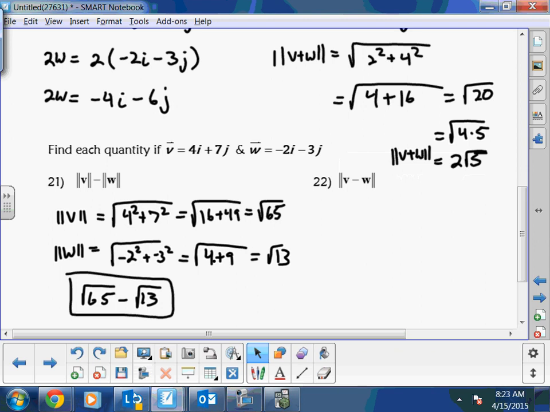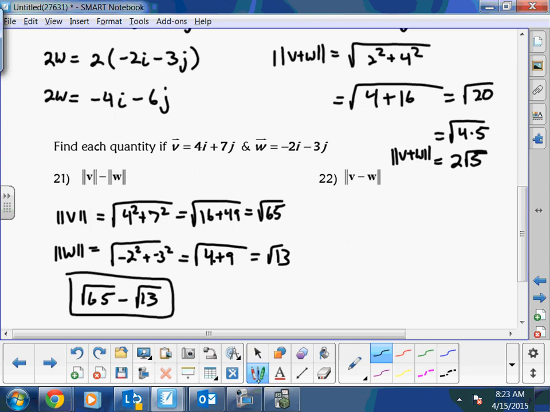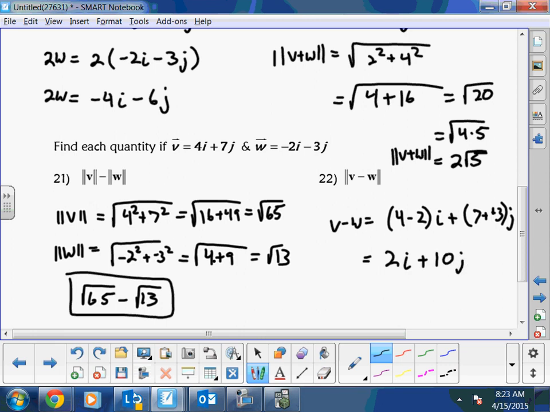Okay, now let's do the other one, which is slightly different. You see how it's inside? You're going to subtract the vectors first and then come up with the magnitude. So in this case, we're going to use that one equation. V minus W is going to be 4 minus negative 2 i plus 7 minus negative 3 j. So as far as the components, we're going to get positive 6i plus positive 10j. From here, we're going to find the magnitude of this.